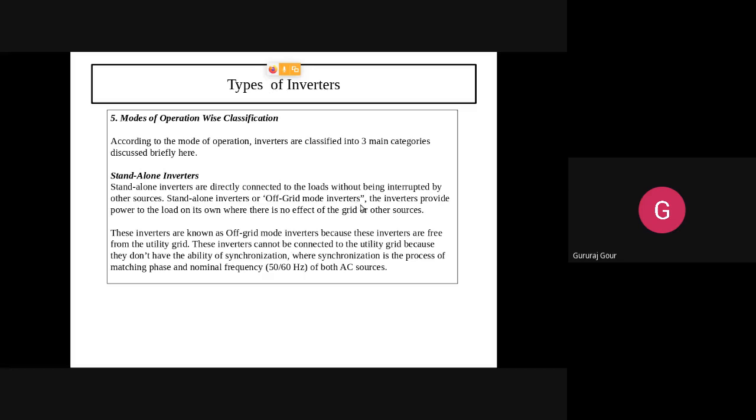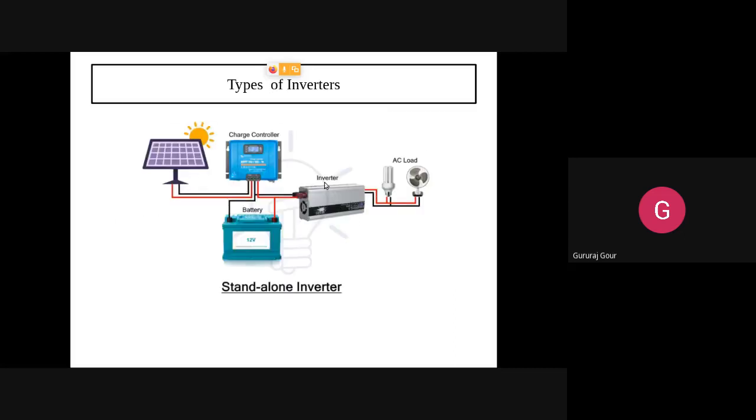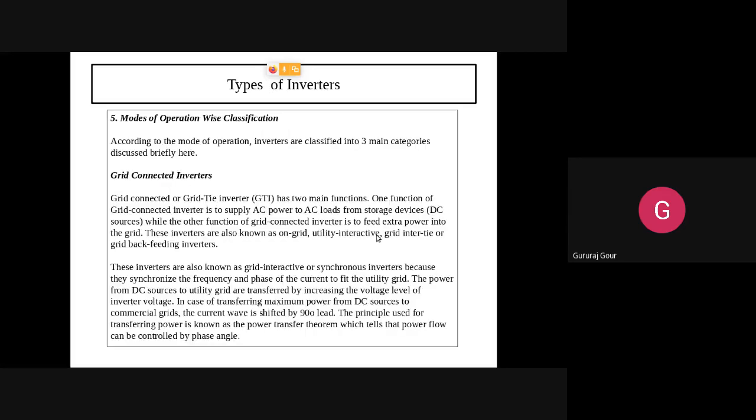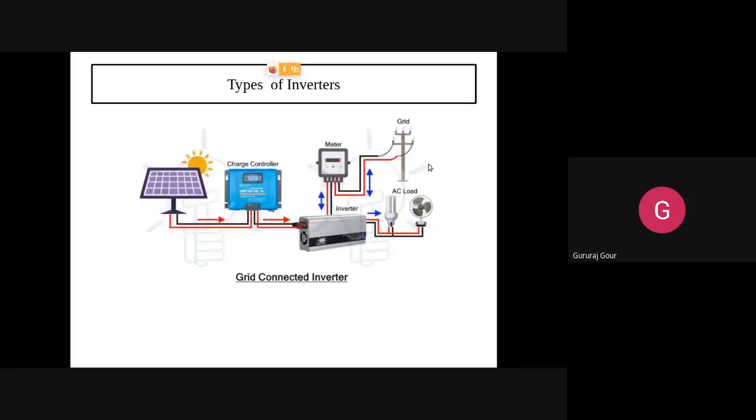And the grid supply is not there, so the inverter is coming into the picture and it starts supplying different loads as shown in the figure here. That's why it is known as off-grid mode inverters. Whereas the grid mode inverters, it is directly connected to the grid. You can see here, directly connected to the grid. In this case, whether you are connected to the grid or not, that is not going to matter here.